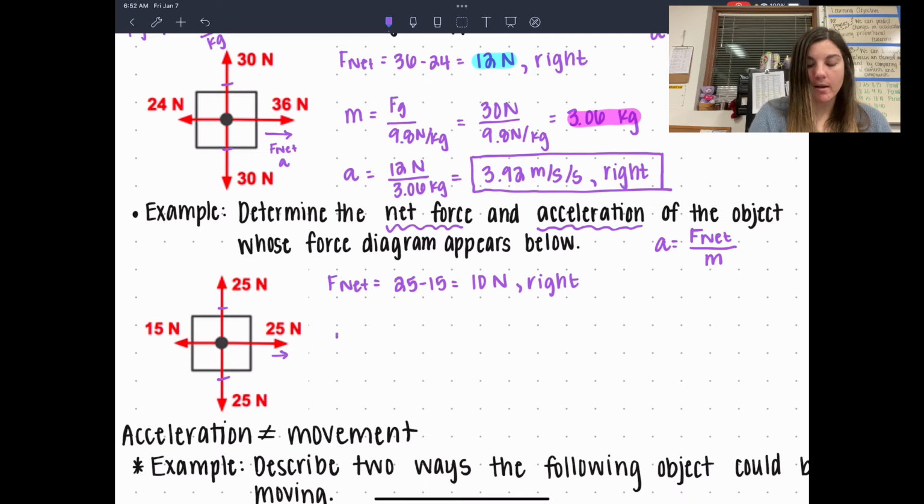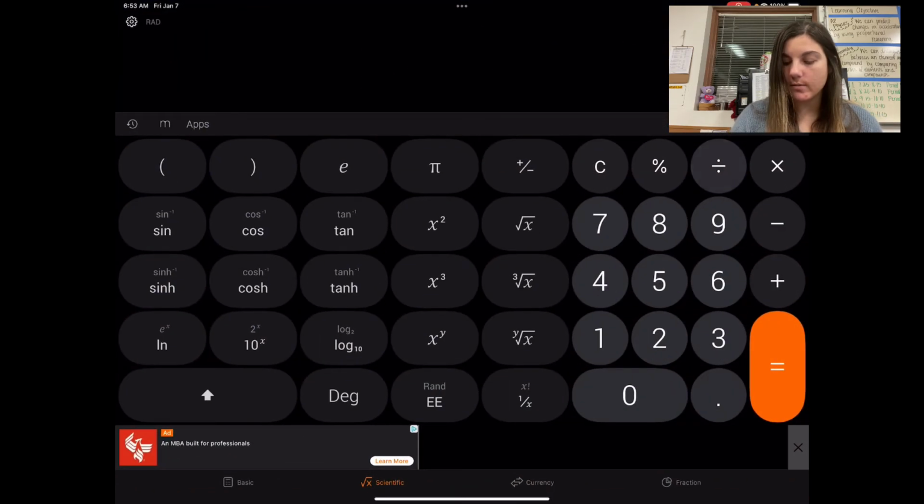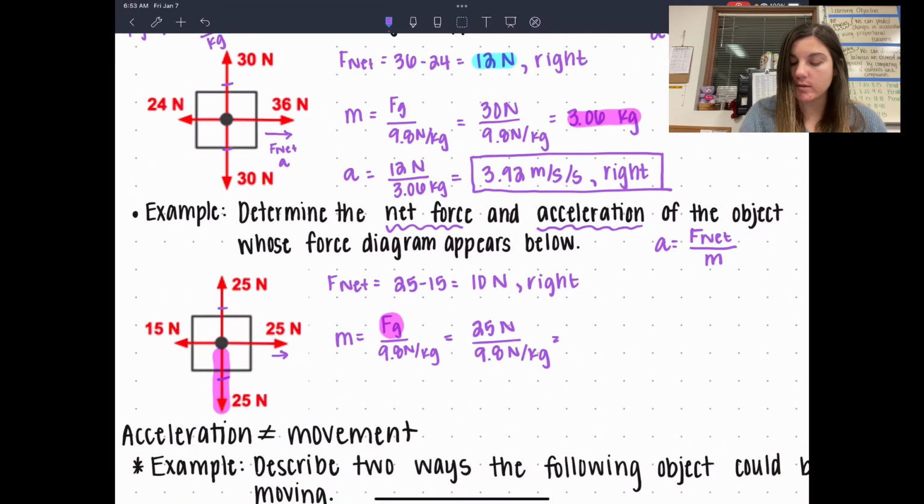Now I need to find my mass. I'm going to find my mass by dividing my weight by 9.8 newtons per kilogram. So the weight of this object is its force of gravity, which is 25 newtons. When I divide 25 newtons by 9.8 newtons per kilogram, what do we get? 2.55 kilograms. Very nice.